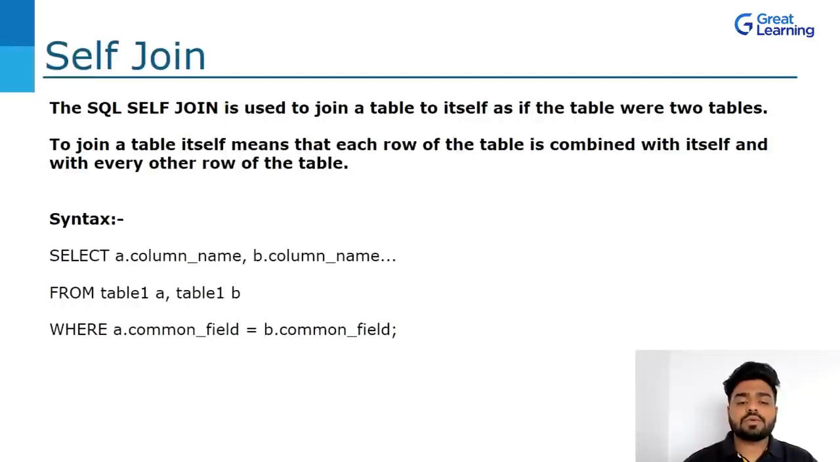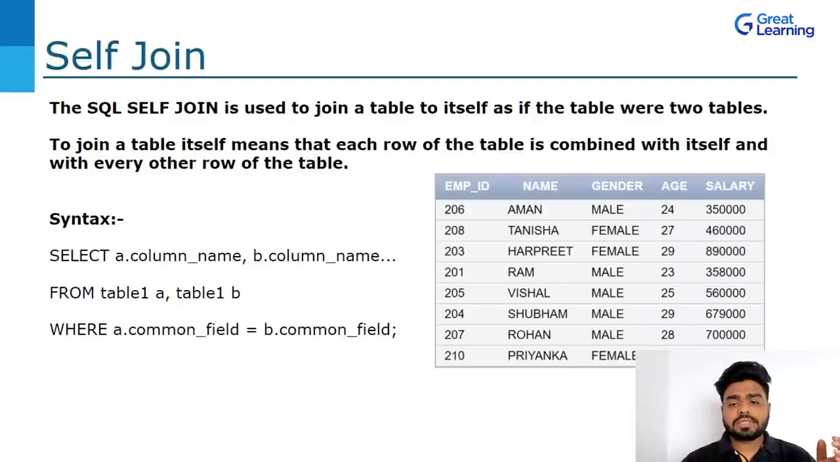So if you look here, we are using only one table, which is table 1 in the syntax, but we have clearly said that it should be divided into two tables, table 1 A and table 1 B. And then from A table 1, we want the column name, and from B table 1, we want the same column name. And the condition is that the common field should be matching. So if you look here, we have this particular table: emp ID, name, gender, age, and salary. Just have a look clearly at what is present in this table, because we are going to use the self join on this table, right?